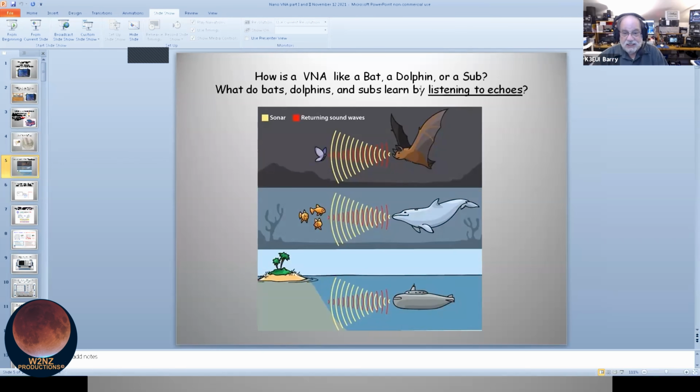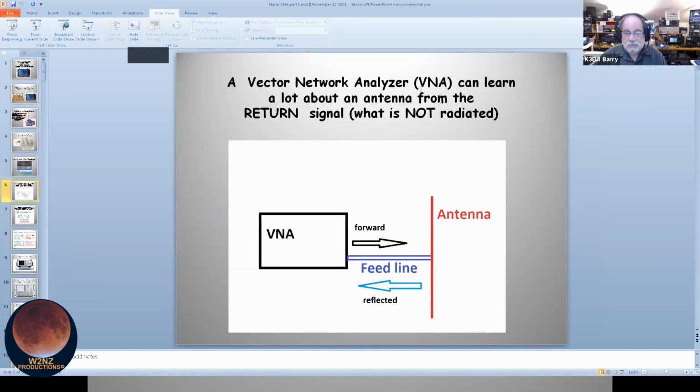Dolphins, the same thing. They can find each other. They can find food. They can find all kinds of things. And of course, submarines, ping, ping, finding all kinds of things in other submarines. That's kind of what this thing is, the Nano VNA. So that's my analogy to the sound waves, listening to what comes back and learning something about your environment.